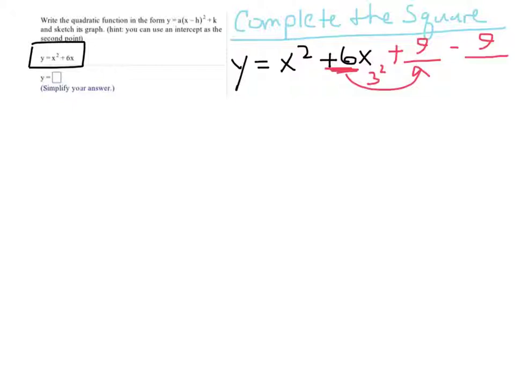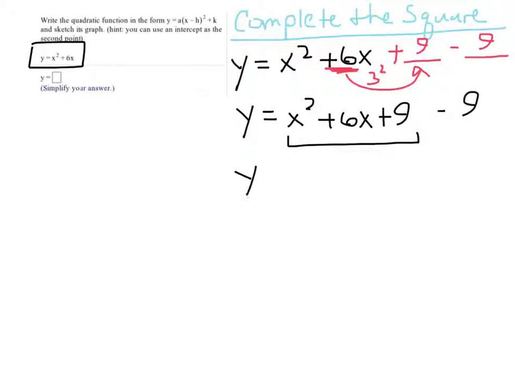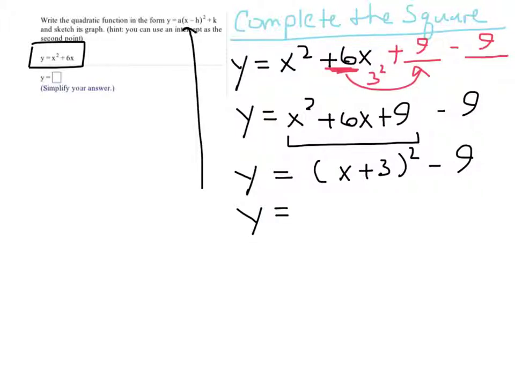Now when we look at this, we have y equal x squared plus 6x plus 9 that I want to factor, and then I have this minus 9 off to the side. Now rewriting, I have x plus 3 quantity squared, because x squared plus 6x plus 9 factors into x plus 3 times x plus 3, minus 9. Now the form that we're trying to get this in, and again I'm pulling it right from up here, is y equal a times x minus h quantity squared plus k.